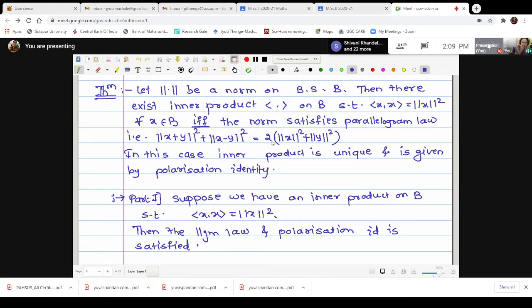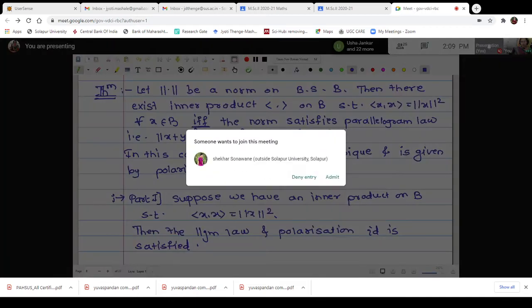In a simple way, the theorem tells us that if the relation between inner product and norm is given by inner product xx is equal to norm square of x, then there exists an inner product if and only if the norm satisfies the parallelogram law. Okay, the norm satisfies the parallelogram law.